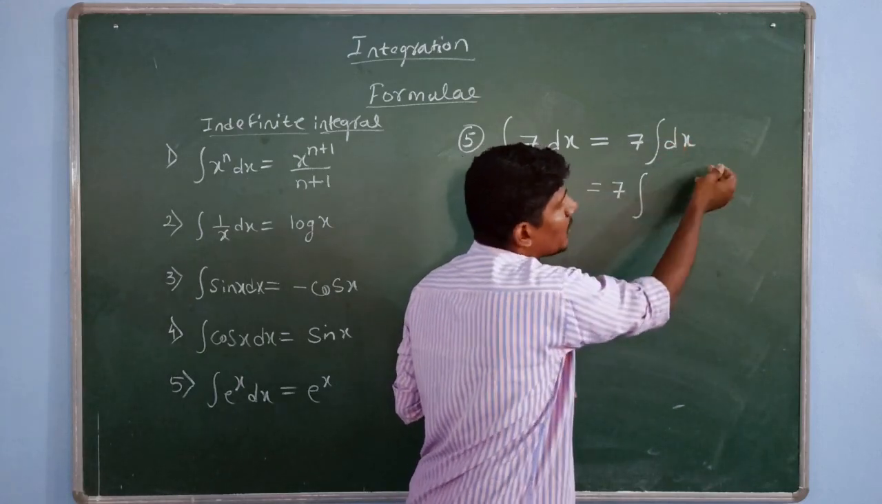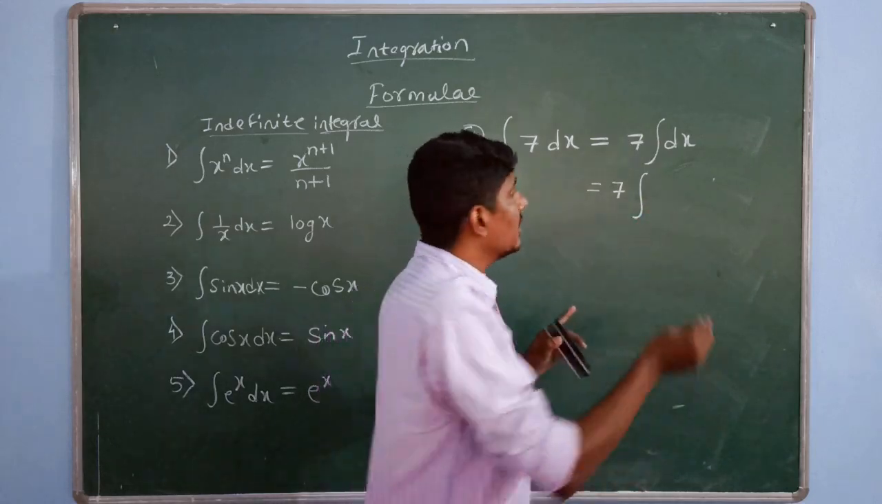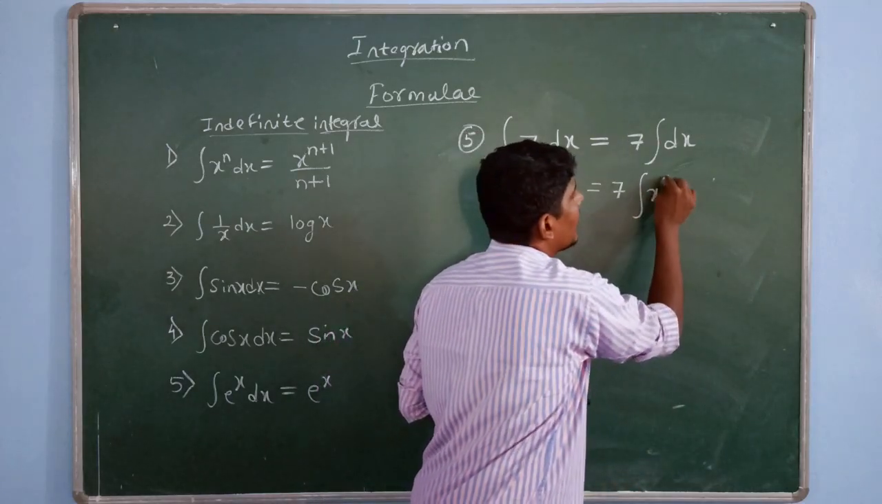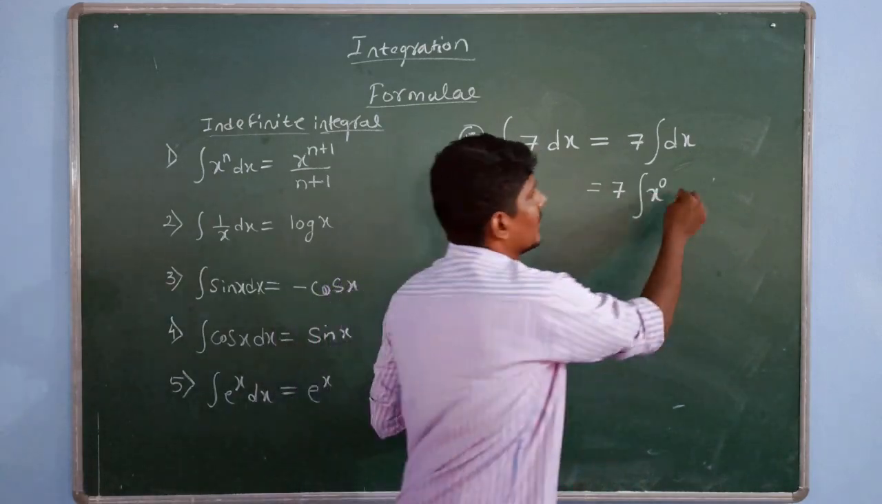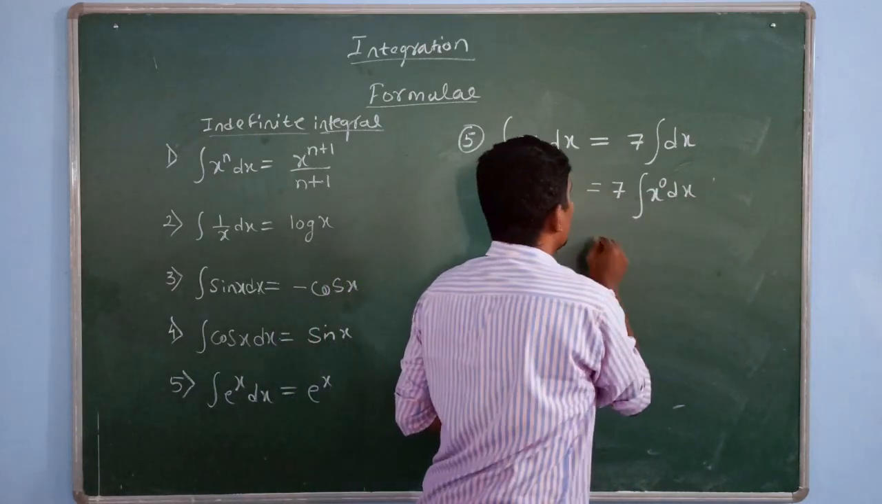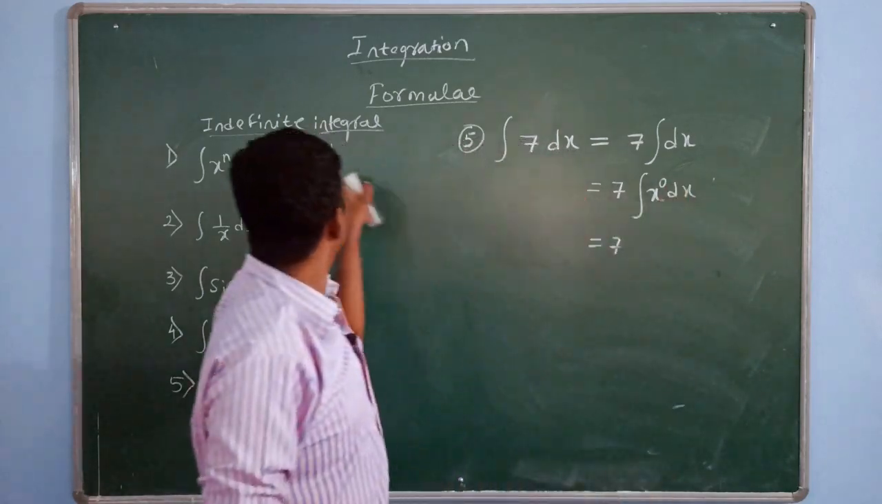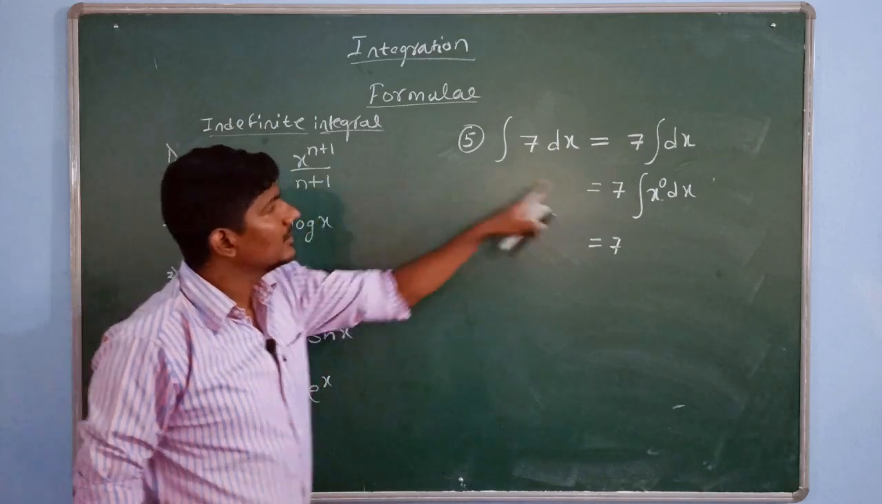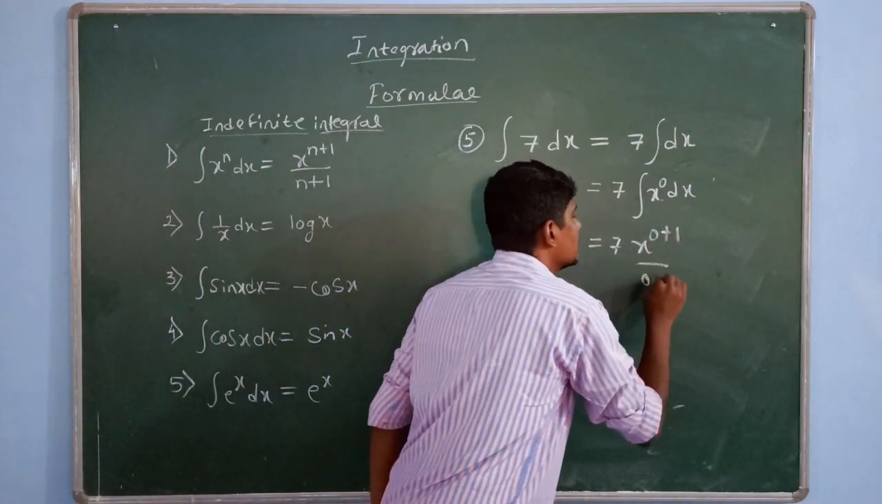Now we can write 1 into dx. Simply dx can be written as 1 into dx. And 1 I can write as x raised to 0, because x raised to 0 is also 1. Then we write dx here. Next step, 7. Now x raised to 0, use this formula. That is x raised to 0 plus 1 divided by 0 plus 1.